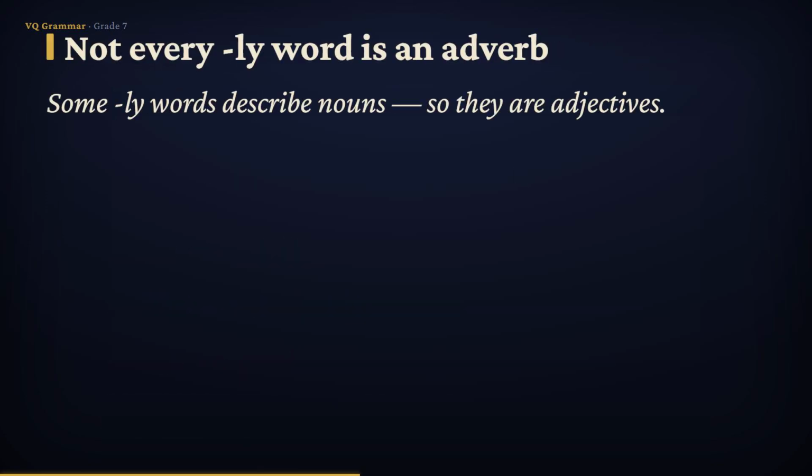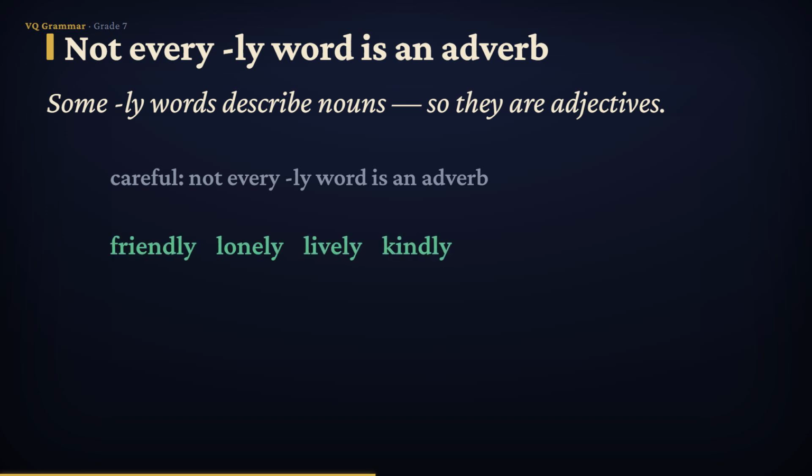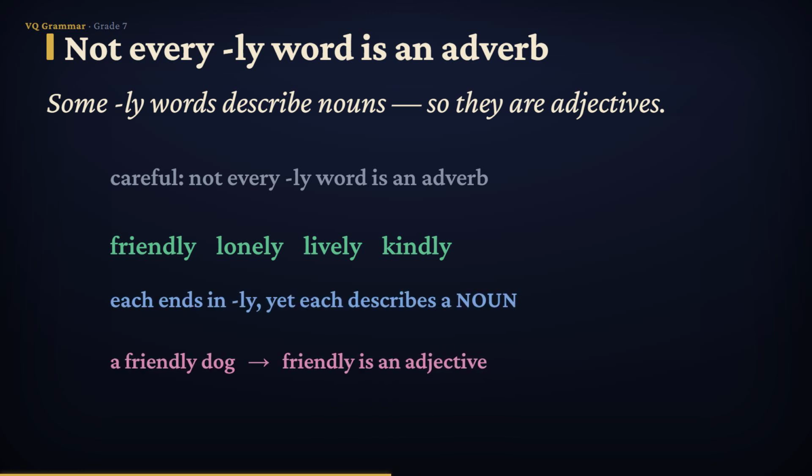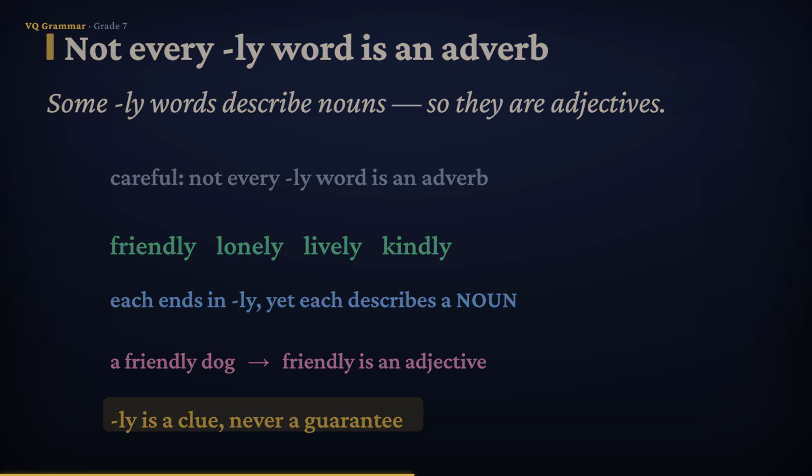But here's a catch you have to watch for. Not every word ending in ly is an adverb. Some ly words are actually adjectives. Think of friendly, lonely, lively, and kindly. Each one ends in ly, yet each one describes a noun. A friendly dog, a lonely road, a lively tune. In every case, the ly word is describing a noun, which makes it an adjective. So treat ly as a helpful clue, but never as a guarantee.